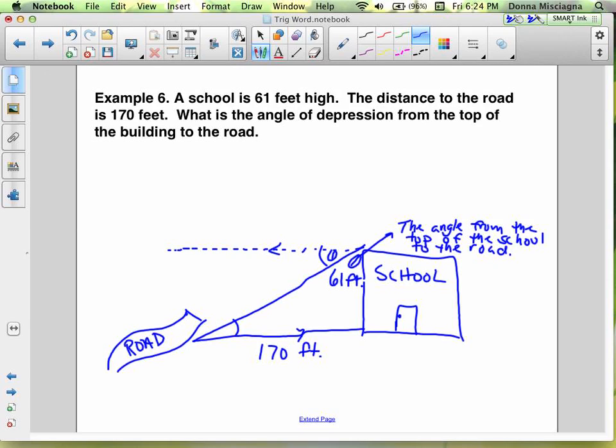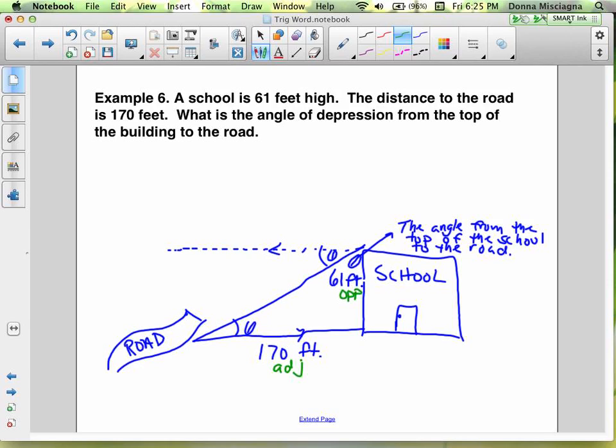Because it says angle of depression, it's the angle that we have to look down. So it's actually this angle that's outside. Now, I don't know in this problem if the person intended it to be the angle from the top of the school to the road, I didn't write the question, but they use the word depression. We're going to find this angle over here because this angle and this angle are congruent. Those two angles are congruent. And again, we've got tangent because we have the opposite side and the adjacent side.